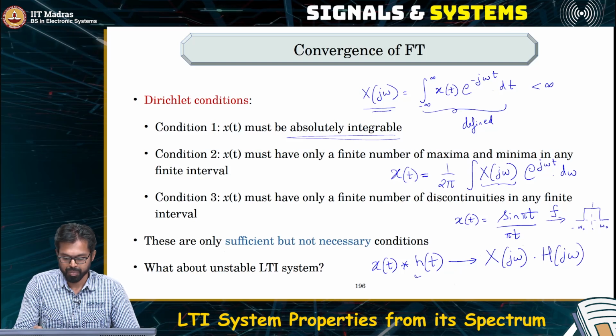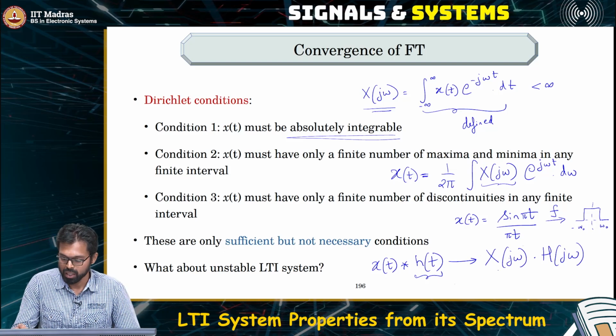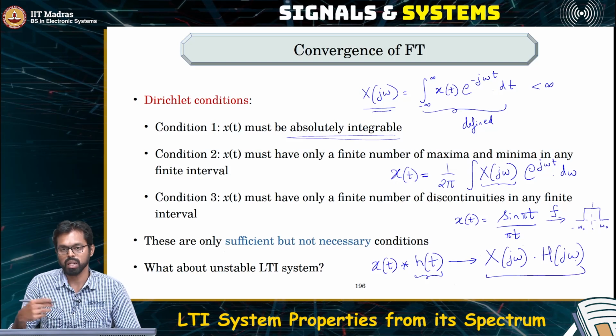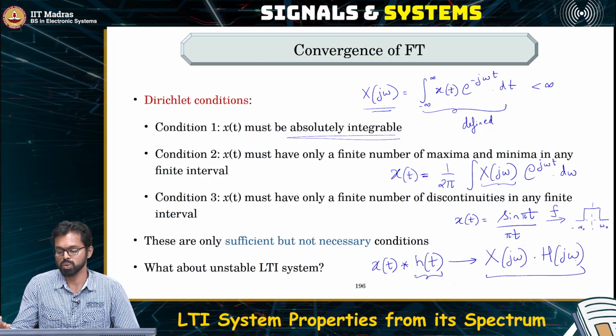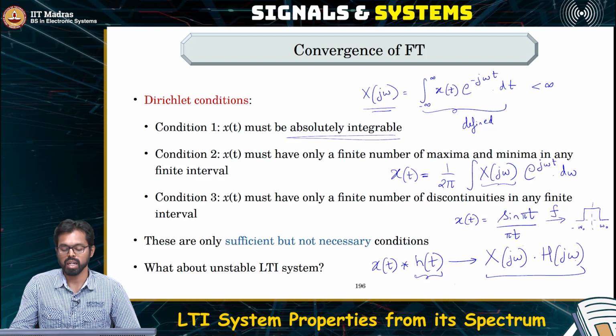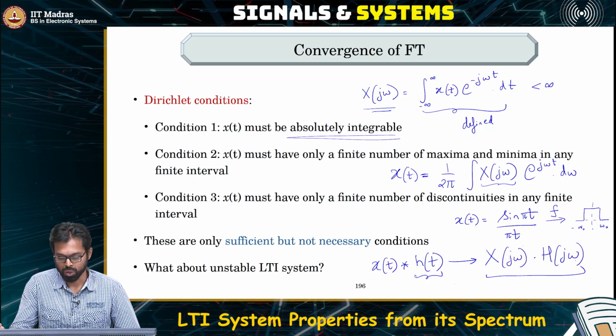So what if this h of t is such that the system is unstable? Then can we define Fourier transforms? Can we use them? Can we say that it's just simple multiplication and then take the inverse Fourier transform? Can we find the output like that? You cannot find the output like that if the Fourier transform does not exist.